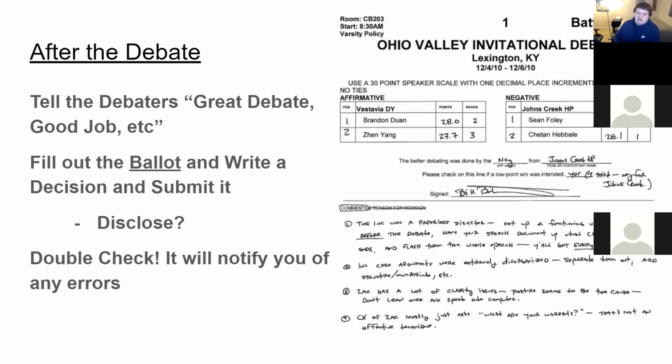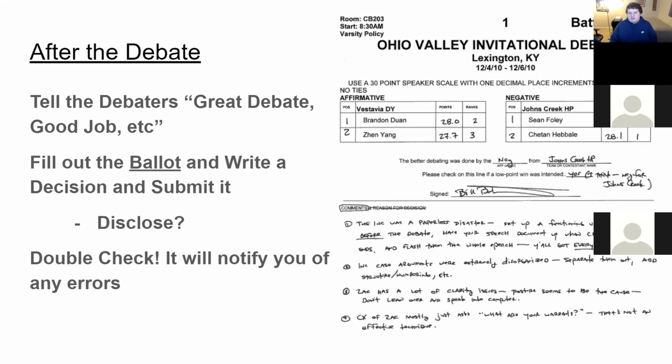A decision is basically you saying why you think one team won and why you think one team lost. I have a template for you, if you would like, that says exactly the format that you need to follow, and then you can just fill in the portions that are relevant to the specific debate that you watched. The thing that's important is sometimes the students will ask you to disclose.